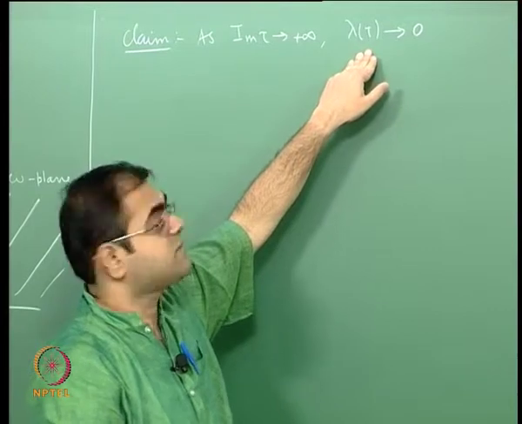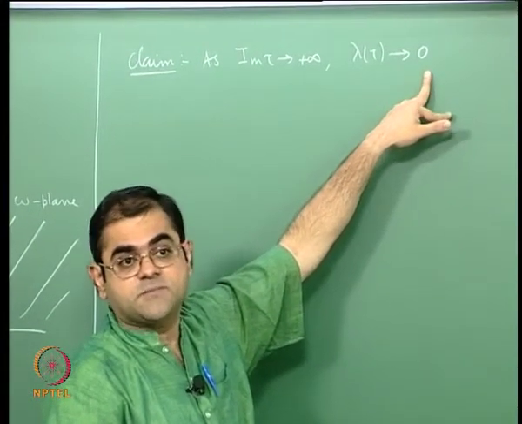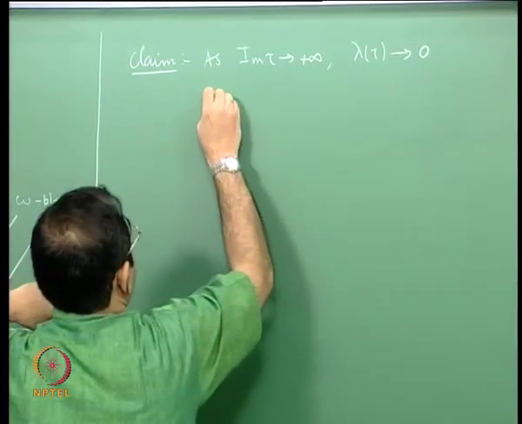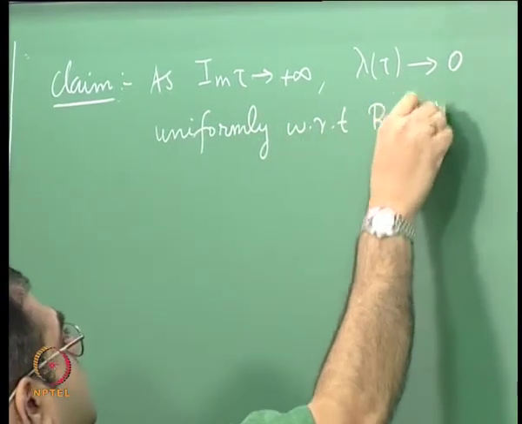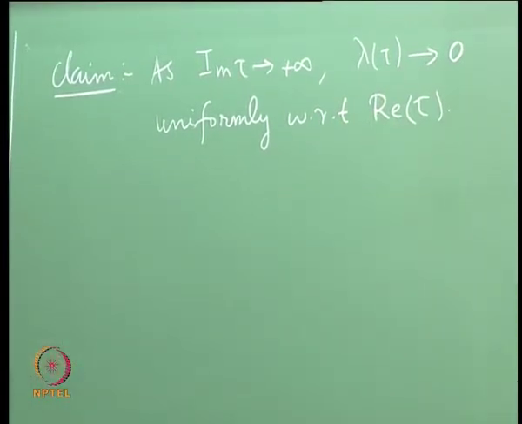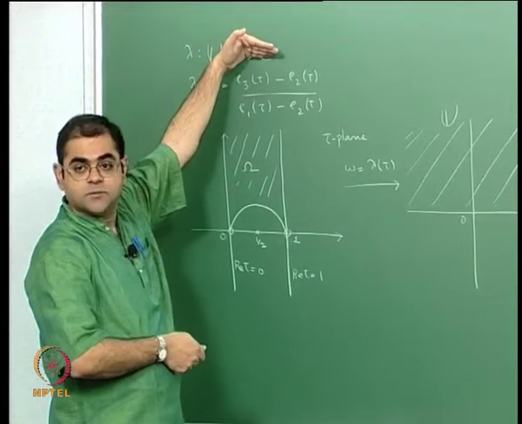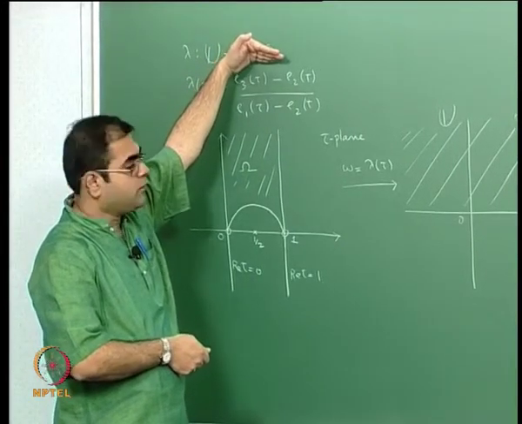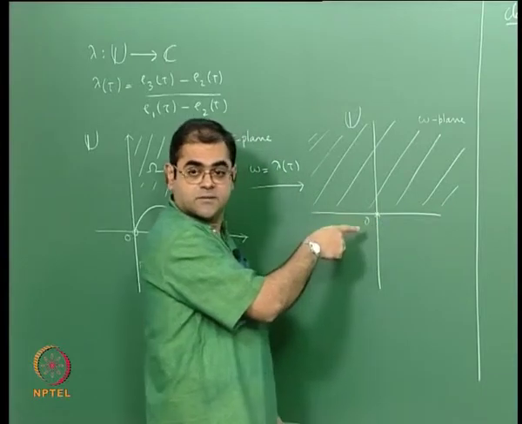will essentially be thought of as a function of the real part of tau, and the way it tends to 0 is uniformly with respect to the real part of tau. So this is the claim. This is the first claim, and how are we going to prove this? This will tell you that you can define the value of lambda at infinity as 0, and that is how lambda takes the value 0 in the image.